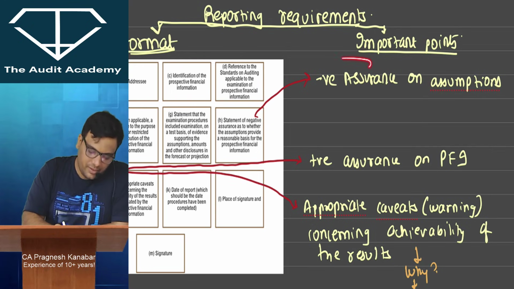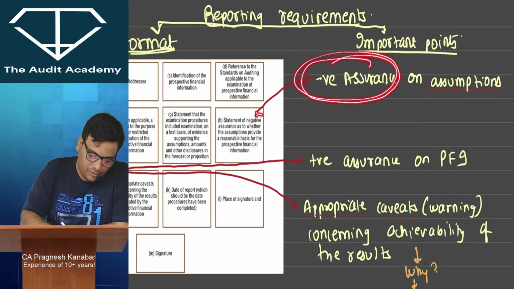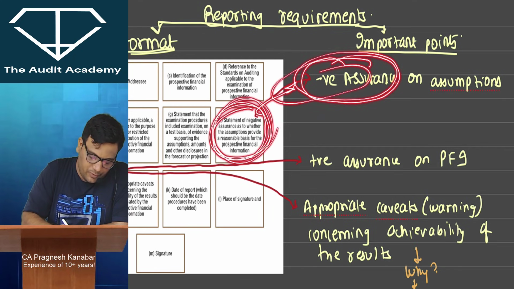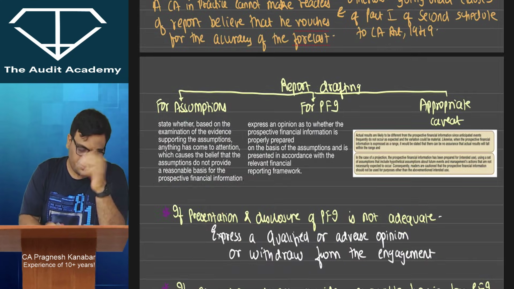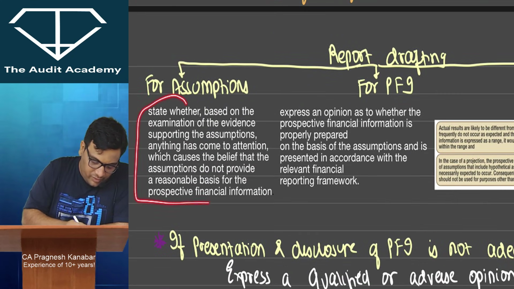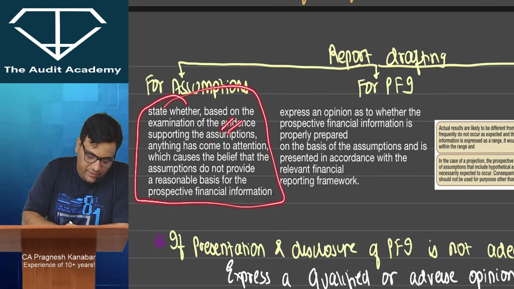So when it comes to assumptions, see, in preparation of forecast, they are going to use assumptions. Remember this, for assumptions, you cannot give a positive assurance. You are going to give a negative assurance. Okay. Whether assumptions provide a reasonable basis or not. Sir, but how to draft it? Drafting I have given on the next page here. Whether based on the examination of the evidence supporting the assumption.